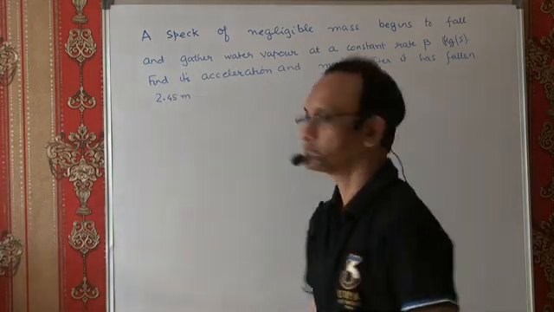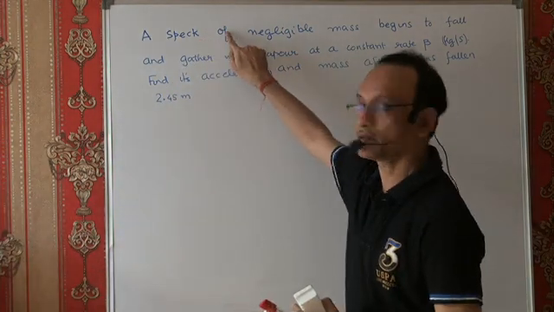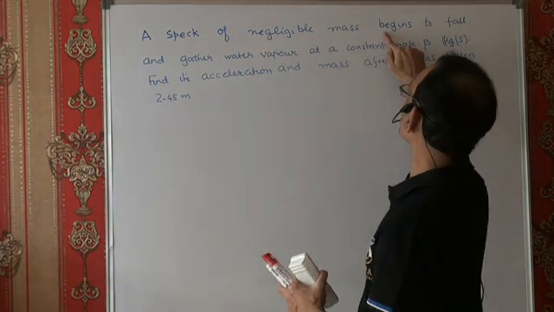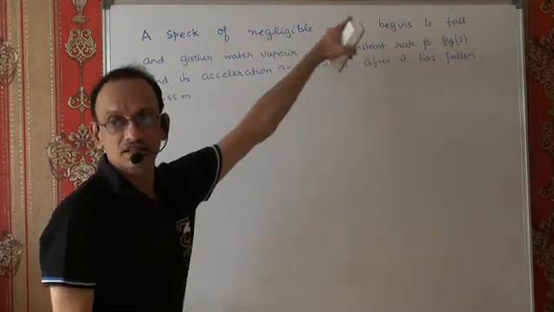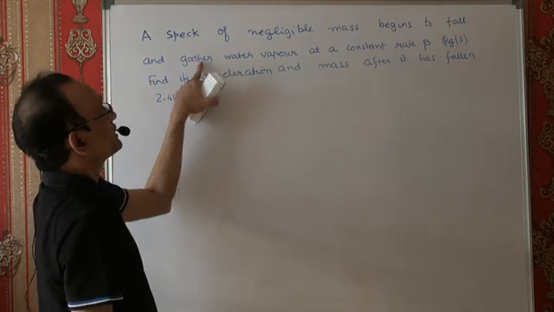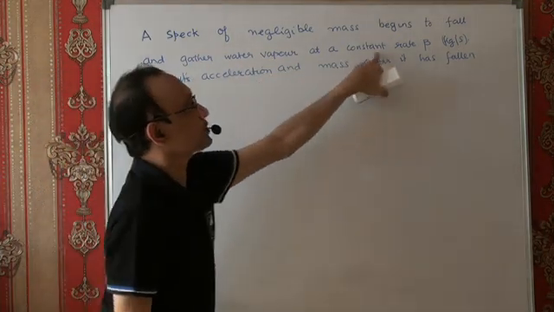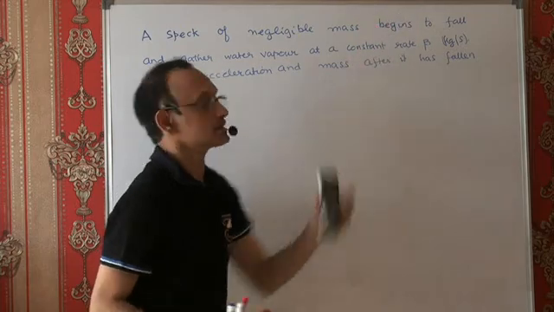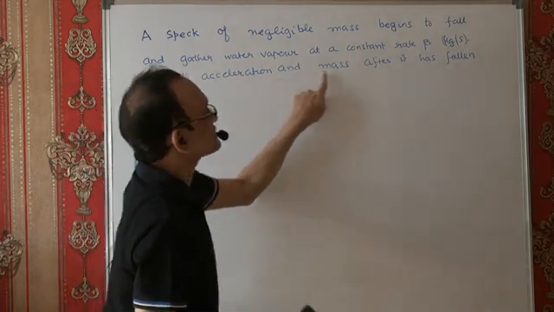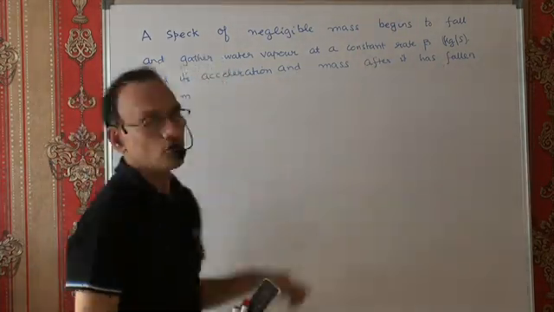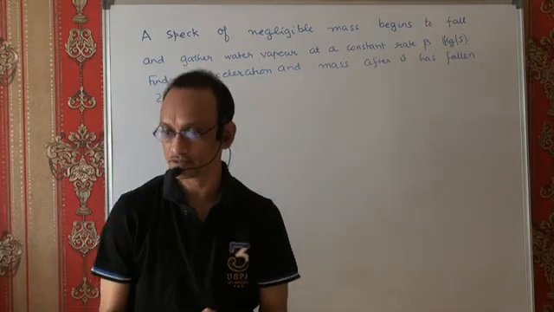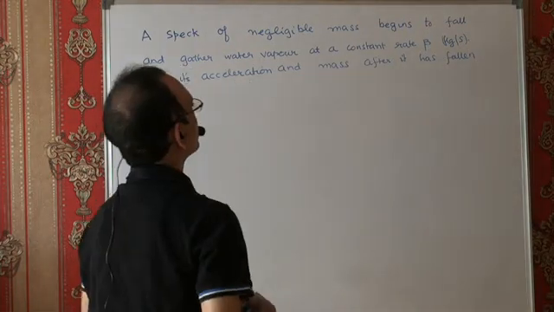Let's look at this problem. There is a speck of negligible mass that begins to fall under gravity and gathers water vapor at a constant rate, beta kilograms per second. We want to find the acceleration and mass after it has fallen 2.45 meters. That's what the problem is all about.